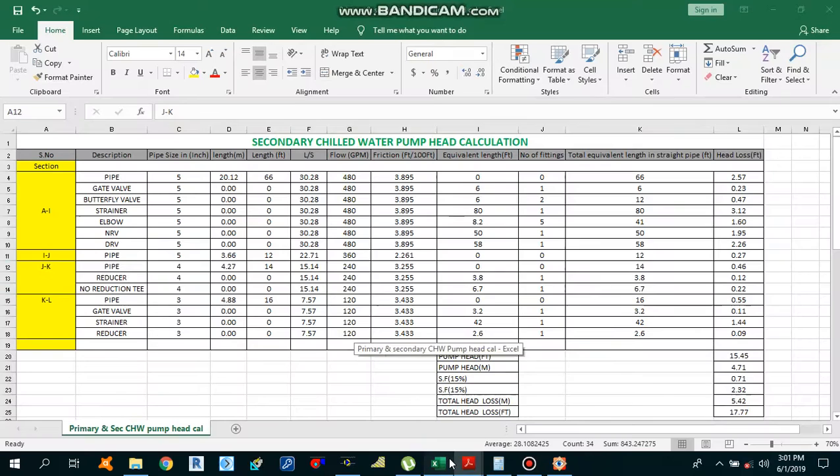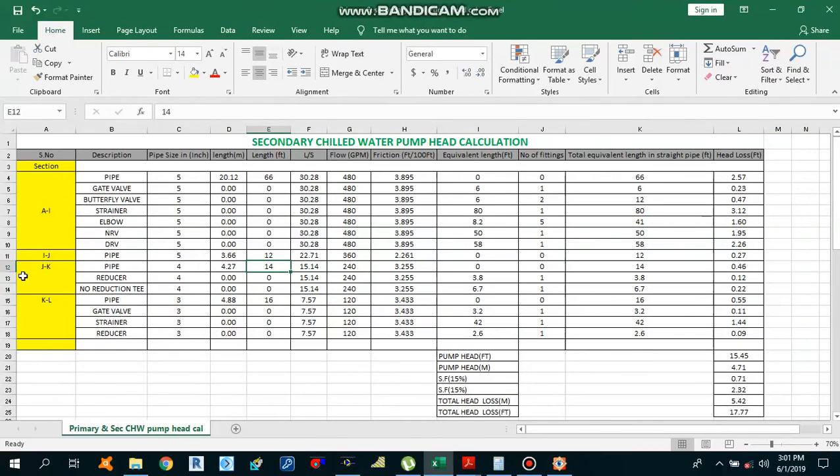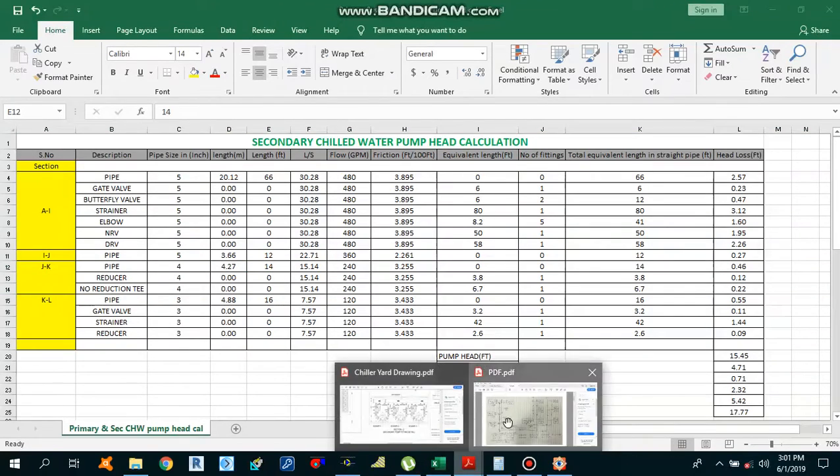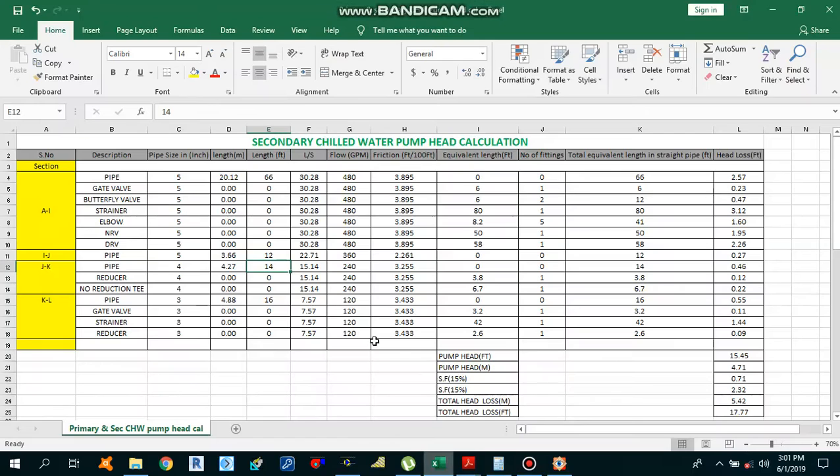So move back to the Excel sheet. See that we have a pipe, 4-inch pipe size, 240 GPM, reducer, 4-inch, 240 GPM, reducing T, 4-inch, 240 GPM. So the straight length of the pipe from J to K is 14 feet. From J to K, 14 feet, 240 GPM. And we need to calculate the friction rate again with 4-inch pipe size, 240 GPM.